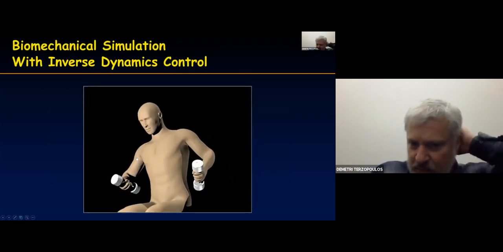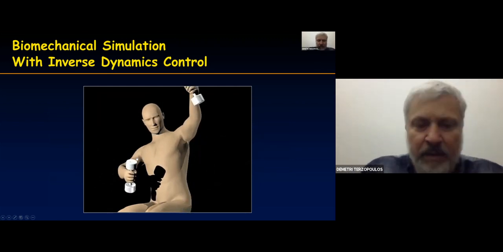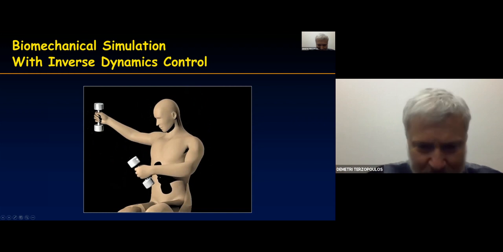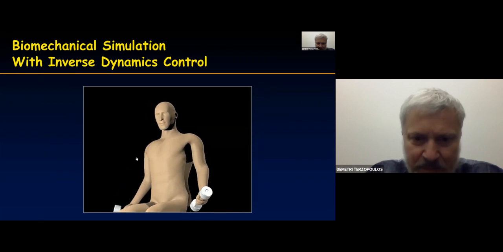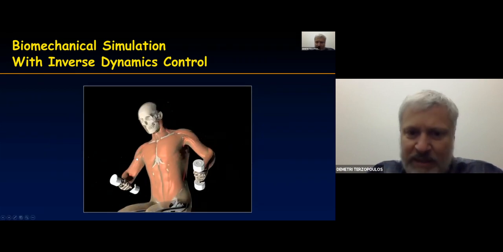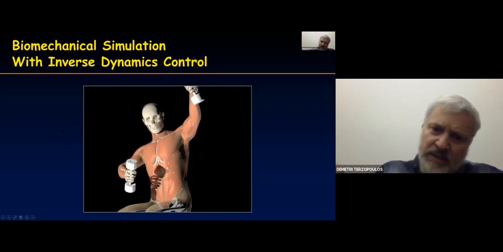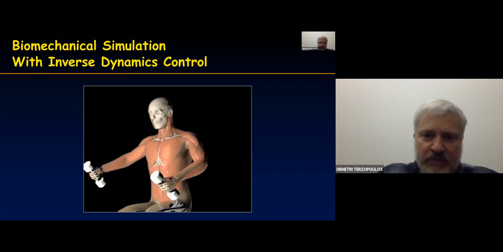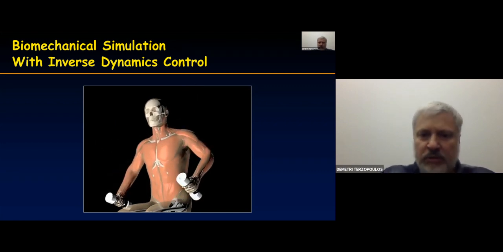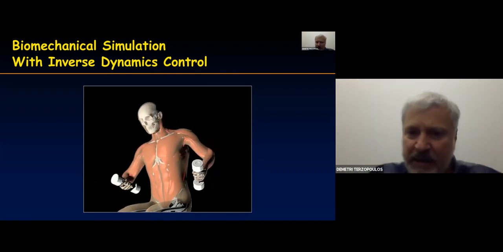Now, here you could see grasping two dumbbells and then doing some kind of exercise while sitting down. And you can see how it looks on the inside. See the muscles deform, the soft tissue deforms, and the muscles deform within the soft tissue. So it looks reasonably realistic, we think. This is a good compromise.